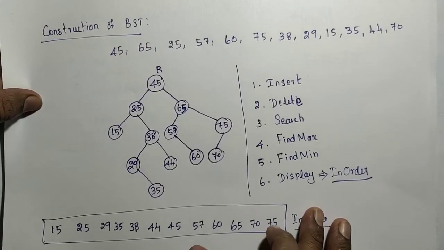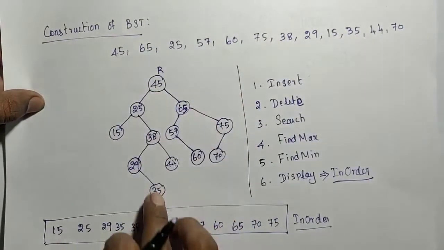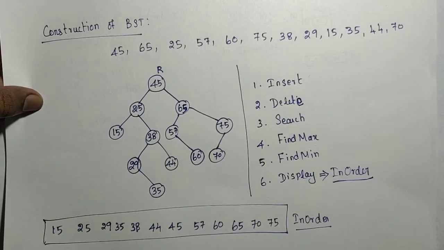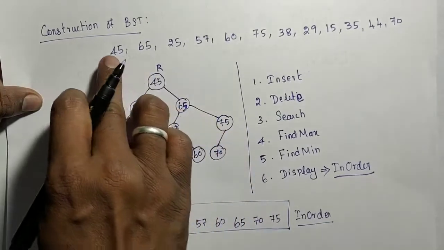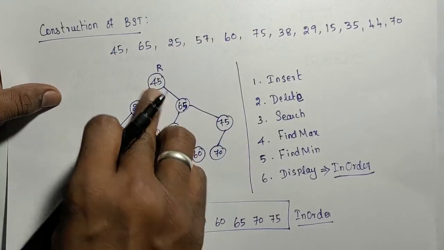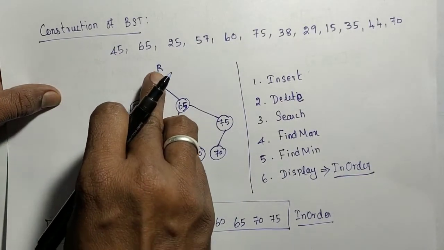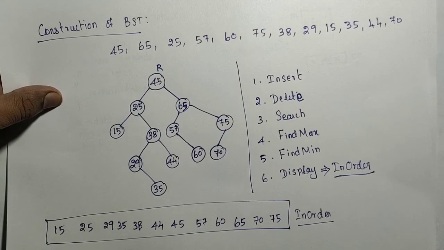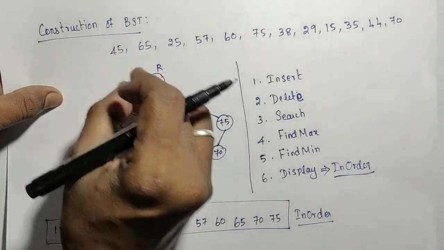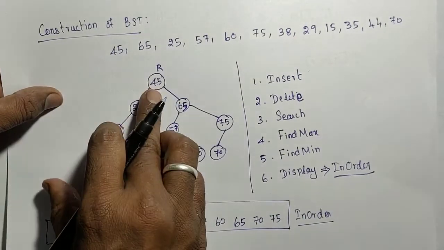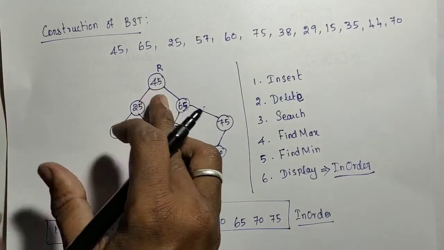We already discussed the manual insertion of the binary search tree. The same procedure we are going to use in that algorithm. If 45 is the first element, it is added as the root. Why have you added this as a root? Initially that tree is empty. So if the tree is empty, the new node will be added as the root node.